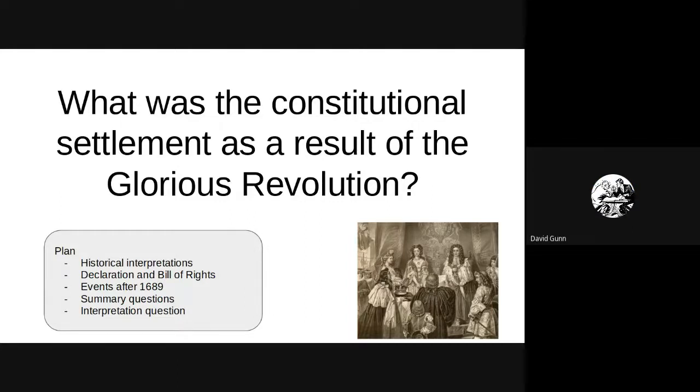Hi, so in this video, I'm going to talk about the constitutional settlement as a result of the Glorious Revolution. It's just going to be quite brief, just running through the key events here. So think about historical interpretations, the Declaration and Bill of Rights, then some events after 1689, then trying to summarize it all, bring it together, and finally looking at an interpretation question.